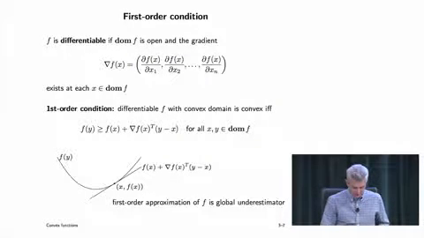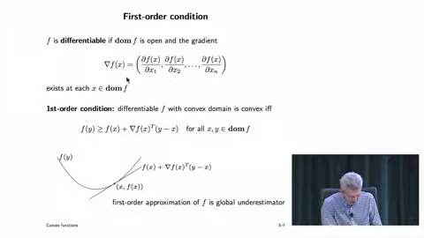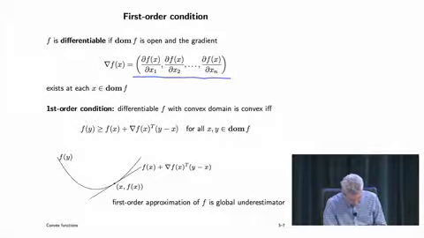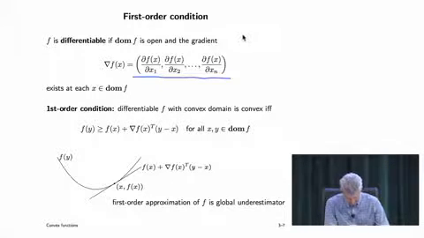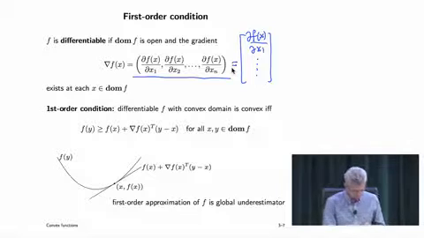Okay, now we get to first order conditions for convexity. Well, if f is differentiable, that means its domain is open and it has a gradient. These partial derivatives exist at each point. By the way, this constructor here, which is parentheses with a list in the middle, is actually a column vector. That's the standard notation. It's more compact, and it actually looks like this. That's the same as that.